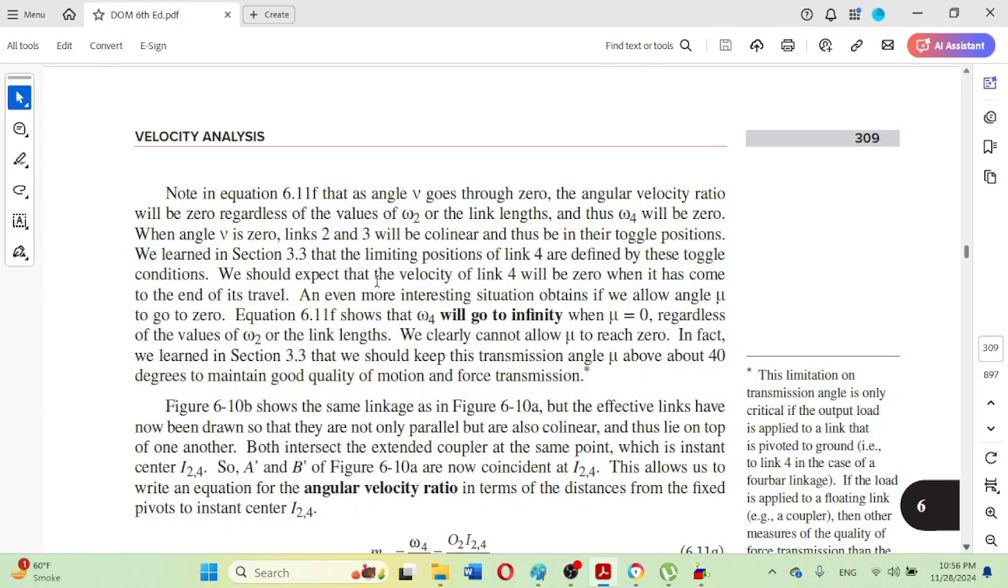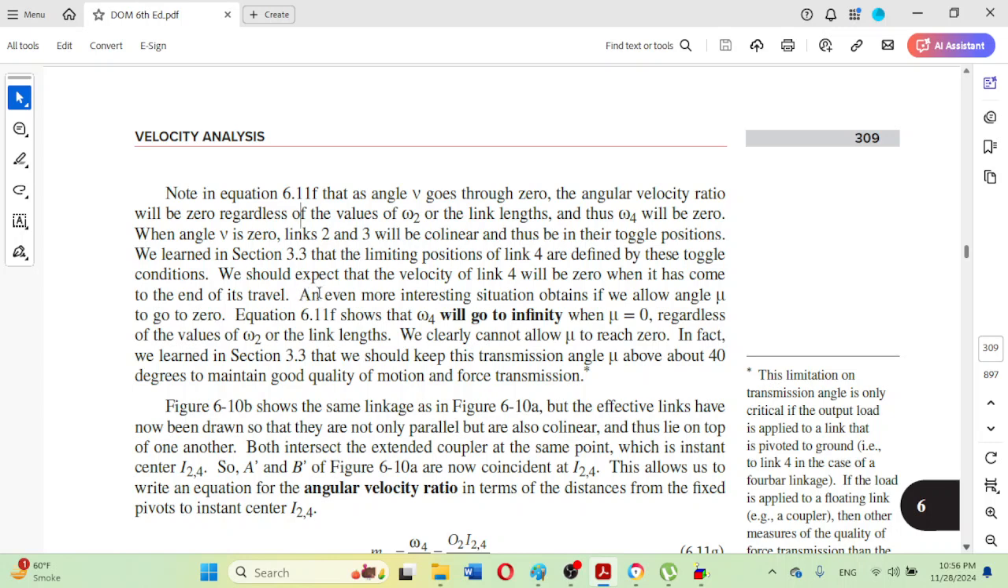Here we should also expect that the angular velocity of link 4 will be 0 when it has come to the end of its travel. Here it says that we should expect that the velocity of link 4 will be 0 when it has come to the end of its travel, because that will be at its extreme, so that will be momentarily at rest.